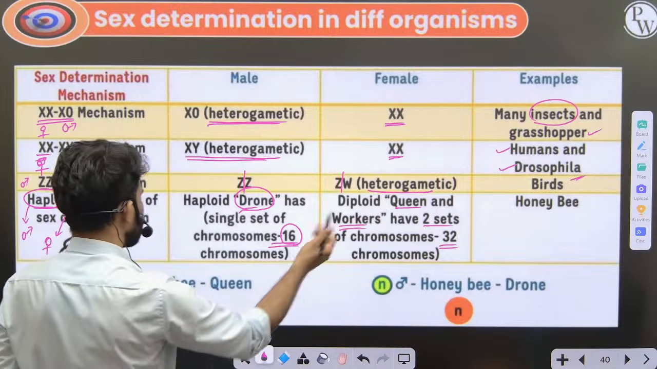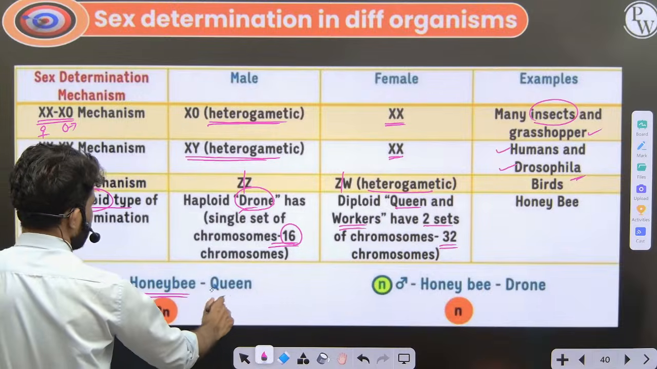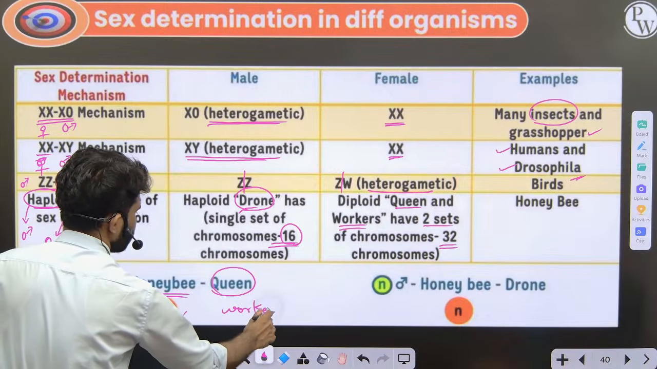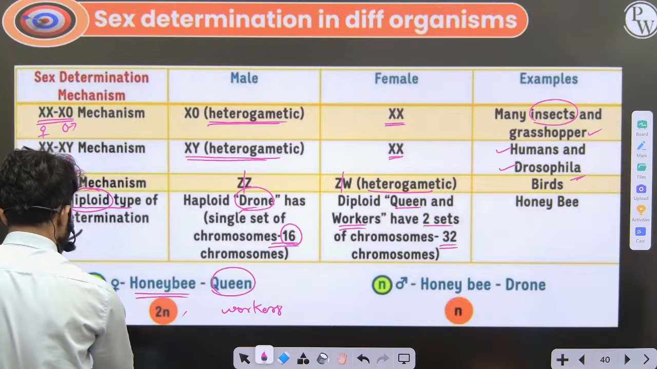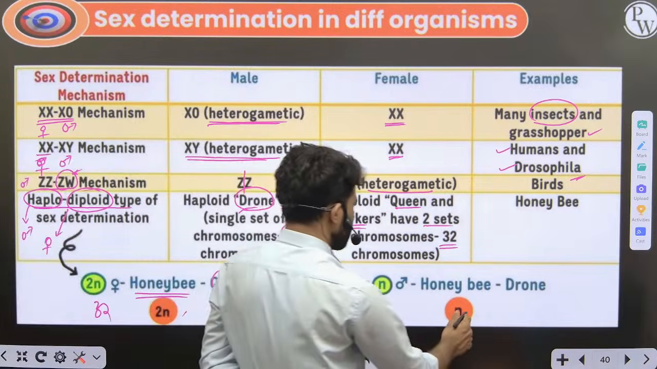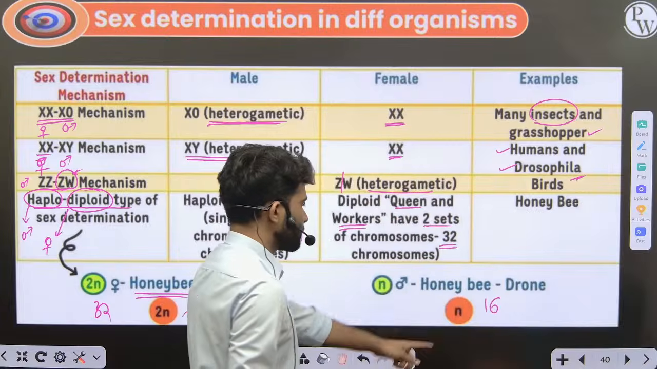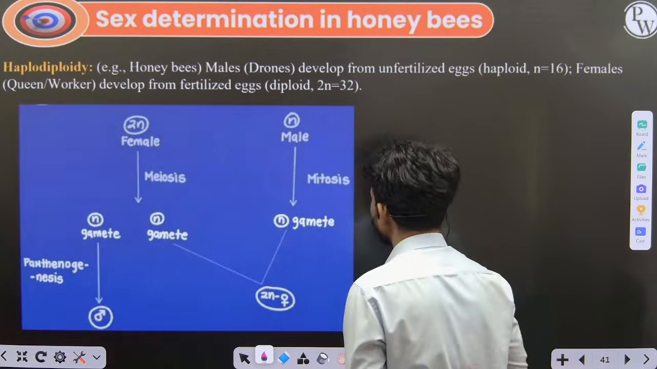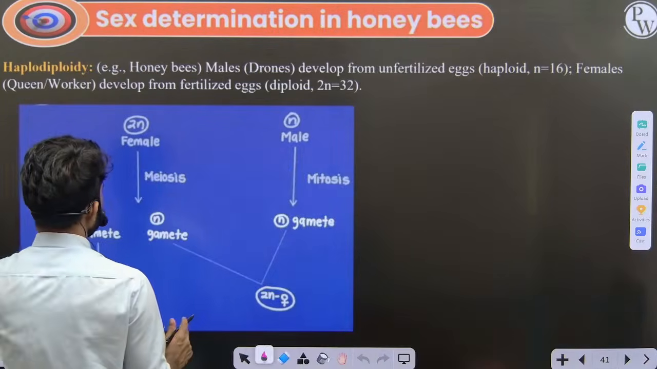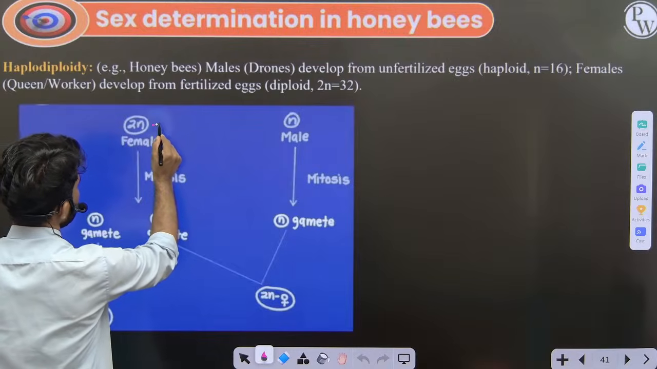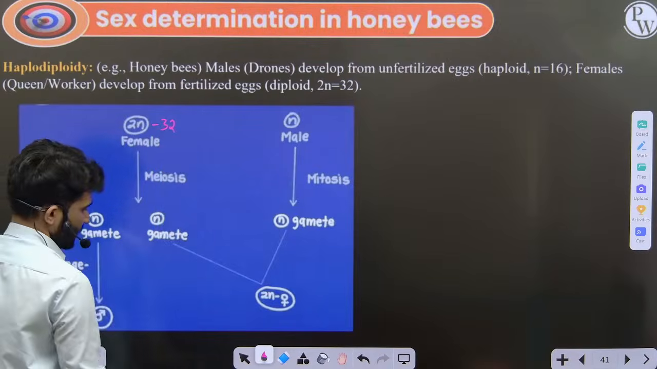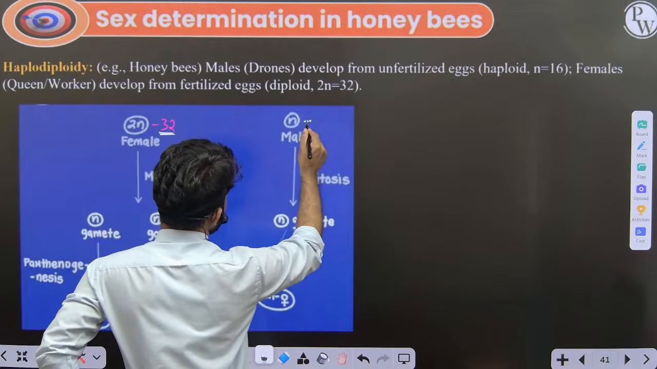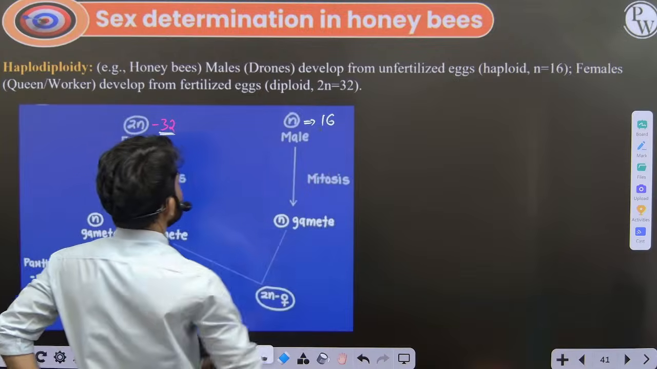So that is observed in case of the queen. There you can see that the queen is always diploid. Even the workers are also diploid. They have 32 chromosomes. In case of drones, they have only 16 chromosomes, they are always haploid. So we can elaborate more on sex determination and fertility. Female is always diploid, consisting of 32 chromosomes, right? When it comes to the male, it has only 16 chromosomes.